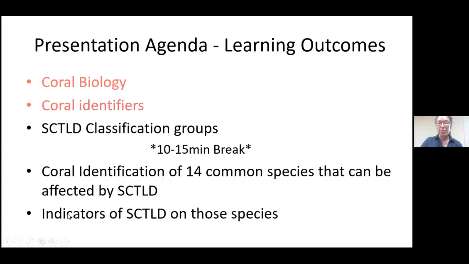Then we're going to talk about the different stony coral tissue loss disease classification groups. So there are over 47 different species of stony corals in the Caribbean alone. However, not all of them are susceptible to SCTLD that we know of at this point. So we kind of divide those into three groups. So we'll go into those three groups.